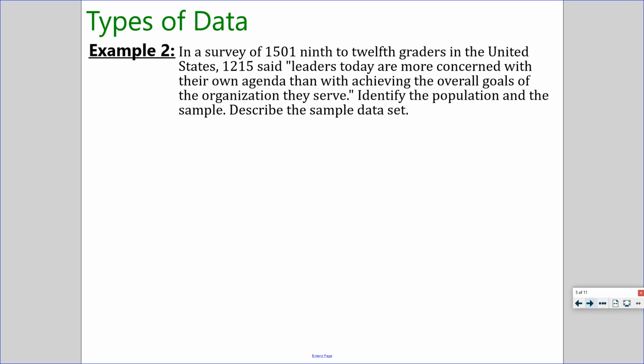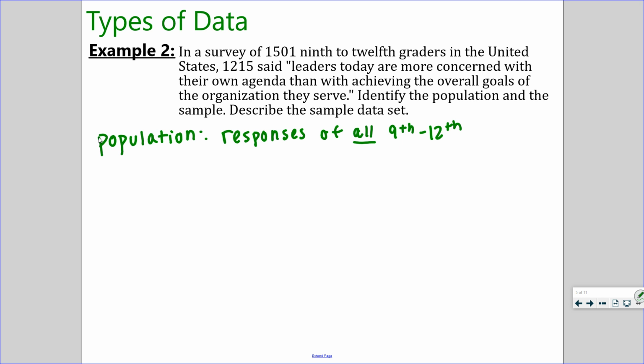All right, one more. This time, in a survey of 1,501 9th to 12th graders in the United States, 1,215 said leaders today are more concerned with their own agenda than with achieving the overall goals of the organization they serve. Identify the population and the sample. Describe the sample data set. Okay, what do we think for population? Perfect. Good job. The responses of all 9th through 12th graders in the US.